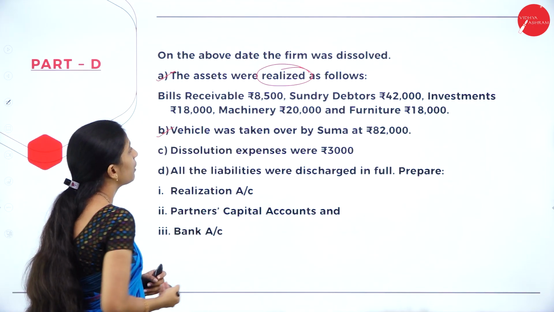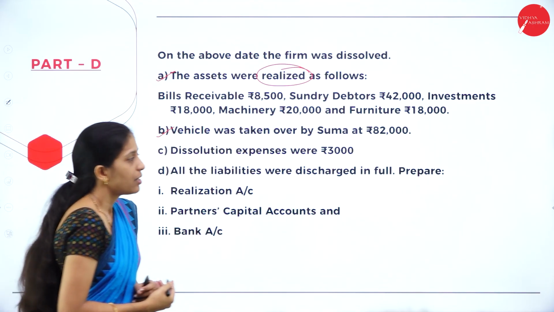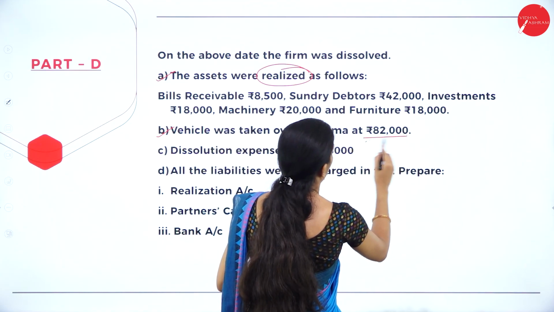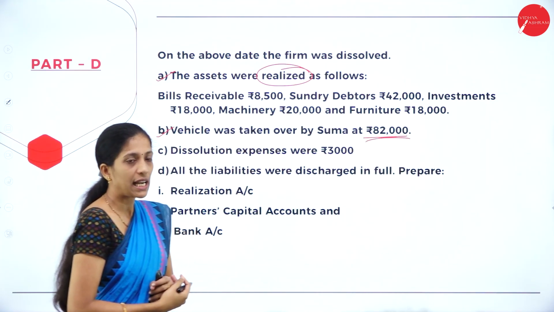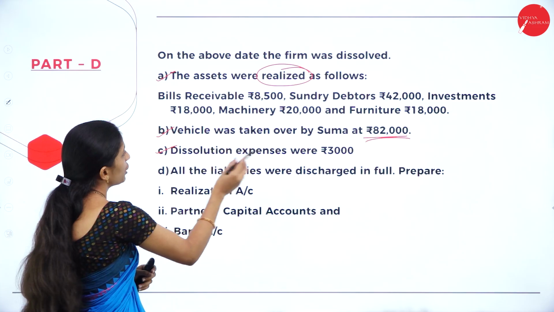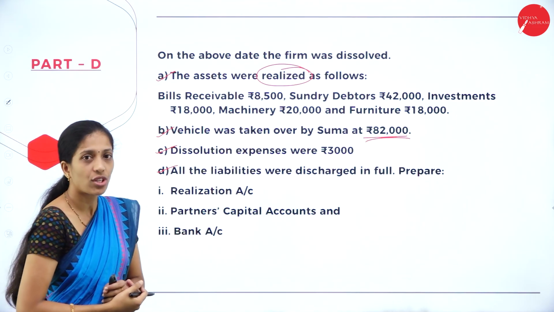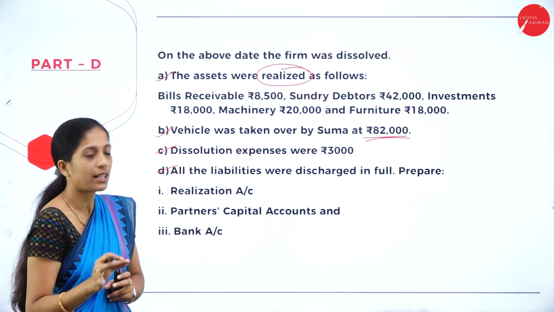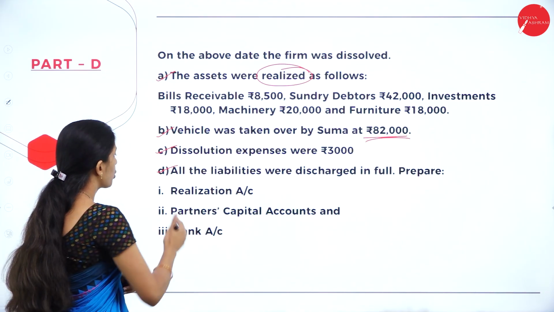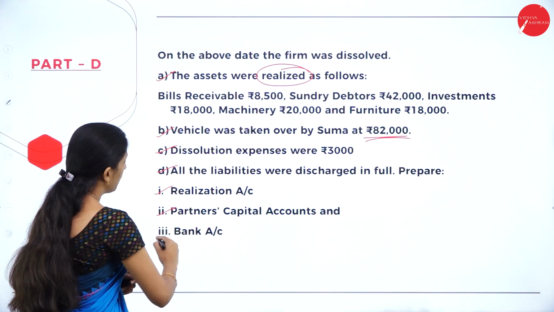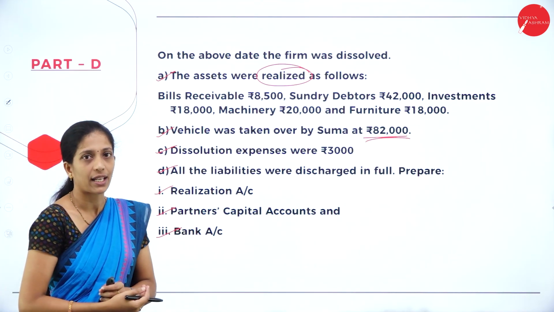And the next one, vehicle was taken over by Suma. So, here Suma has taken over one of the assets for 82,000. Next, dissolution expenses they have given 3,000. All the liabilities were discharged in full, in the sense they have paid all the liabilities. They have asked us to prepare realization account, partners capital account as well as bank account.